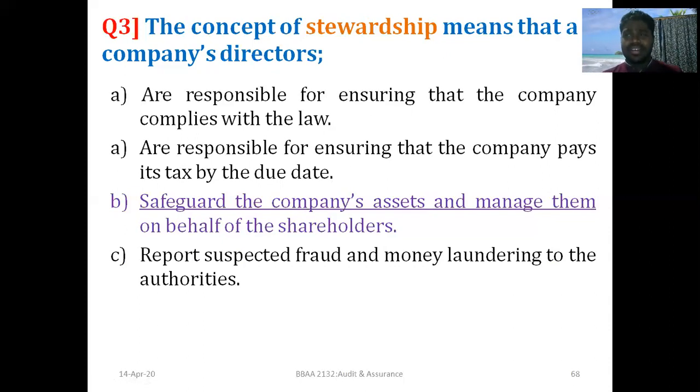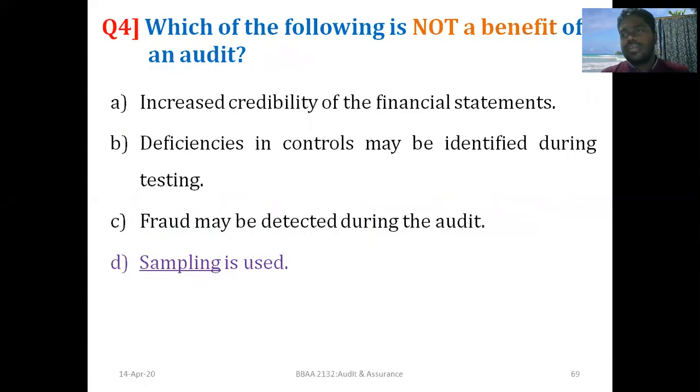It says something irrelevant. Answer D is this answer. The third answer is safeguard the company's assets, yes, and manage them on behalf of the shareholders. The direct answer is there. Immediately you can underline the answer, then you can move to the next question. No need to read at the one, no?